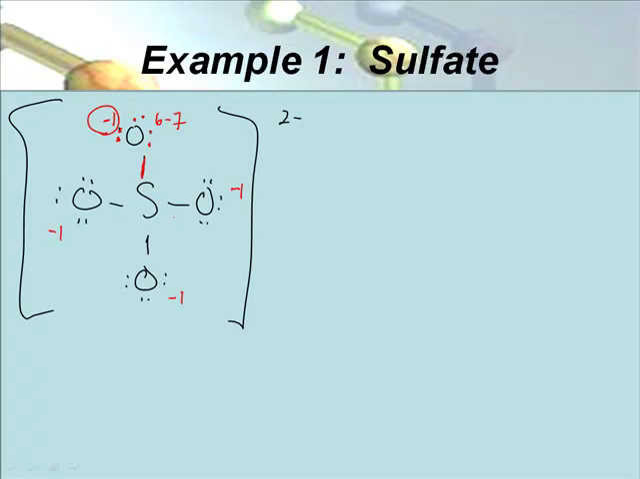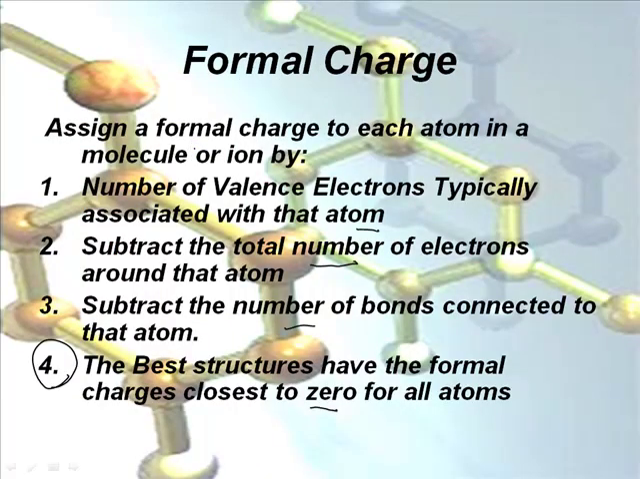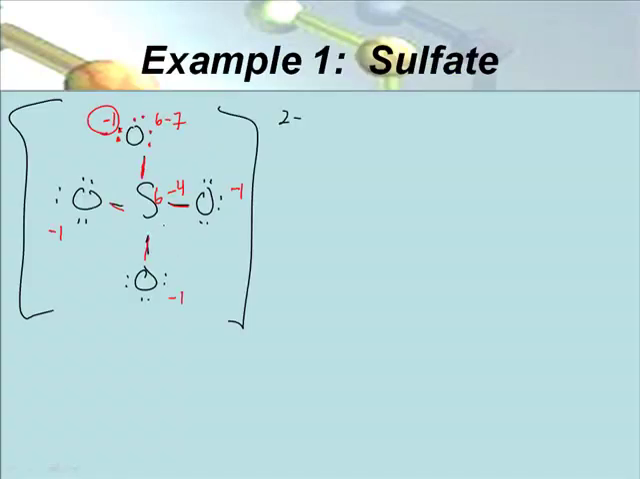Now the sulfur, though, normally has 6 electrons assigned to it. And you would subtract each bond. Each bond counts as one, so 6 minus 4. You see what I'm doing from the rule set right here. Subtract the actual number of electrons around the atom. Subtract the number of bonds. I'm doing that. 6 minus 4 is positive 2. So the formal charge on the sulfur is positive 2. The formal charge on the oxygens is negative 1.